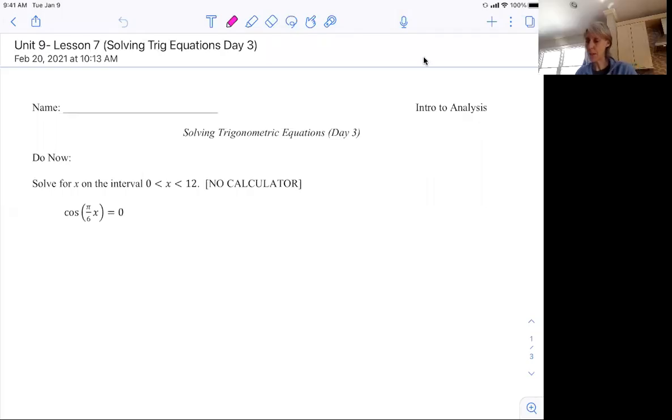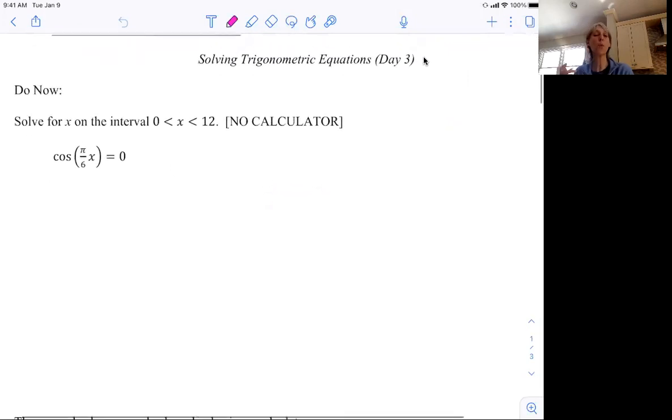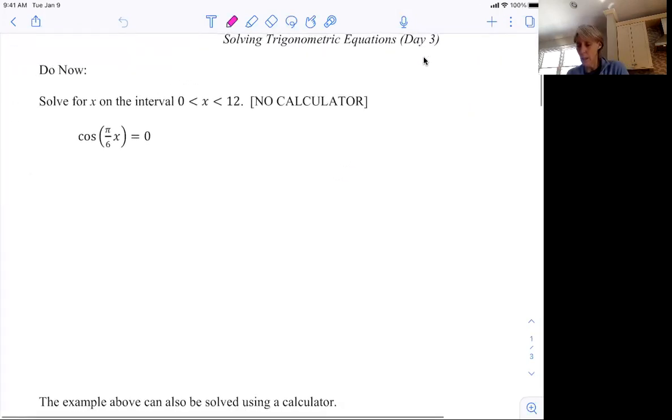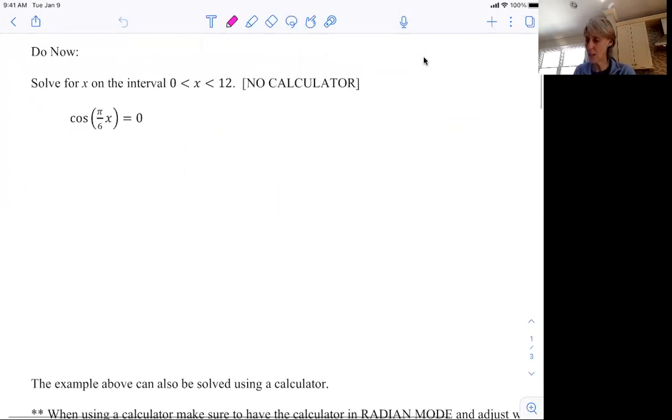Hi guys, today we're on Unit 9, Lesson 7, and we're on our third day of solving trig equations. So our first problem, we're going to solve for x on the interval 0 less than x less than 12. And our instructions here say no calculator. So we're going to have to treat this like one of the types of equations that we did yesterday.